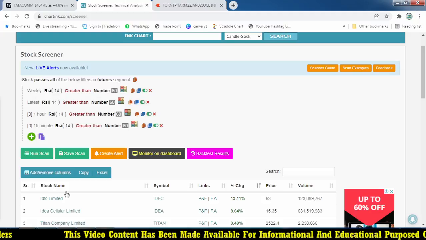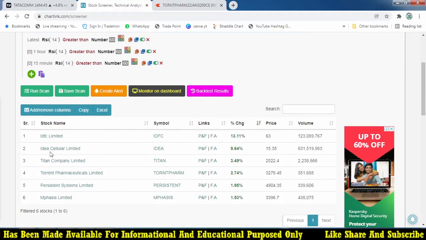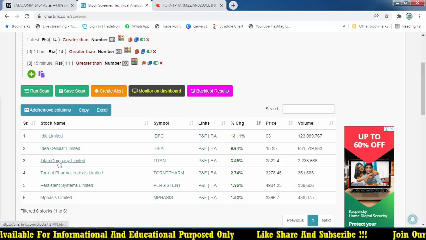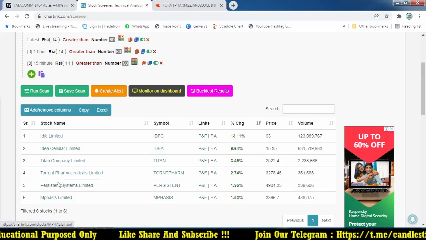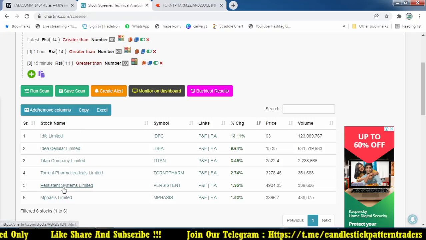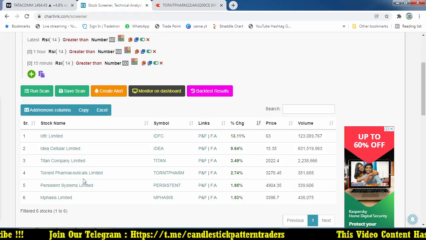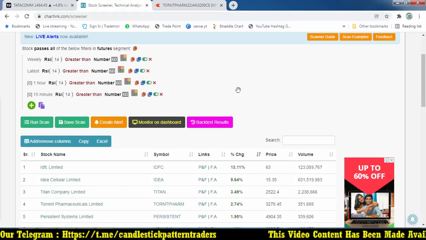So when the volume is more, more players are playing with that. Even you can see a lot of stocks: IDFC, Idea Cellular, Titan, Torrent Pharma, Persistent, and MPS. So 6 stocks. To focus on 6 stocks is not an easy one, but we can try to do it. So let me try it out.